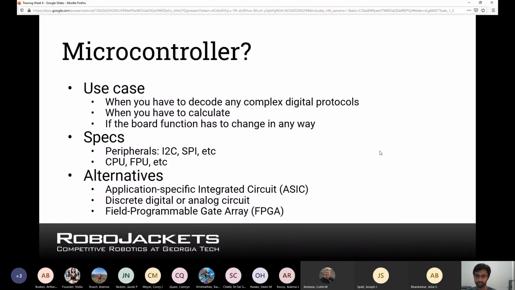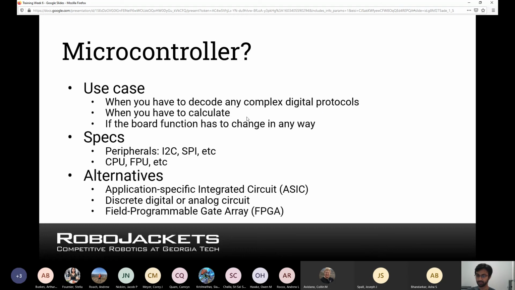So often in RoboJackets, we have a microcontroller on our circuit boards. It's important to consider that a microcontroller isn't always necessary, but it is necessary in many cases. So why would you want to use a microcontroller? A lot of times it's useful for decoding complicated digital protocols. For example, if you have to take some data that comes from SPI and put it out in a different digital format, it's often really convenient to do that with a microcontroller.